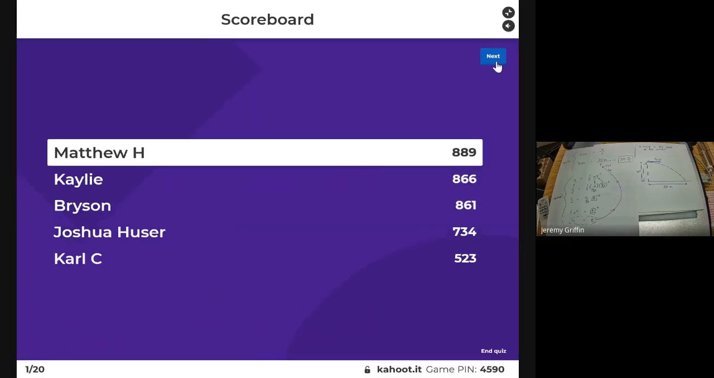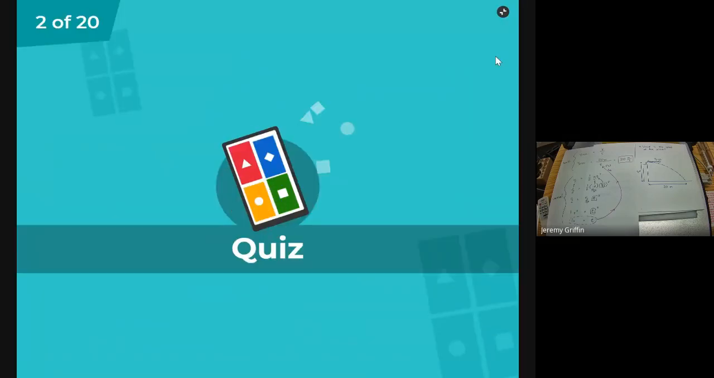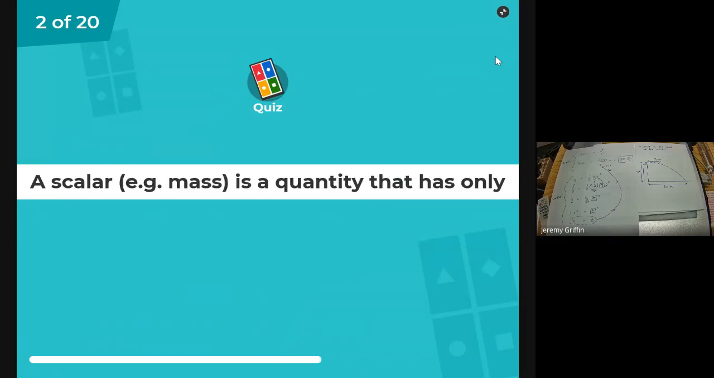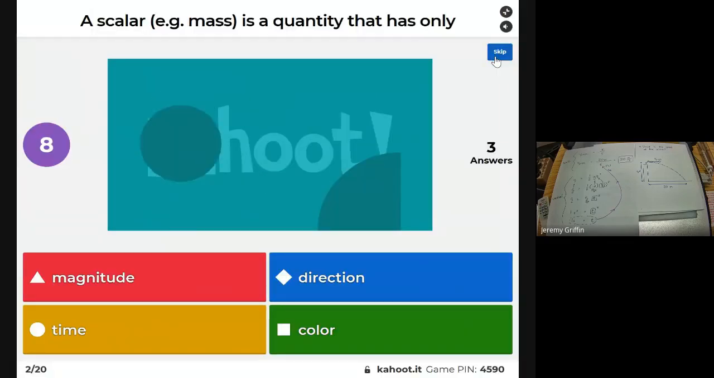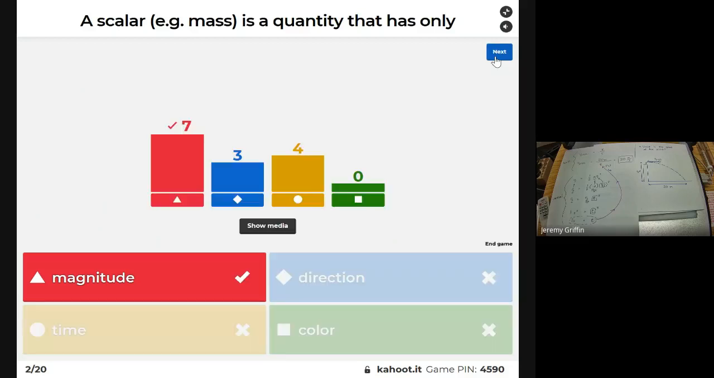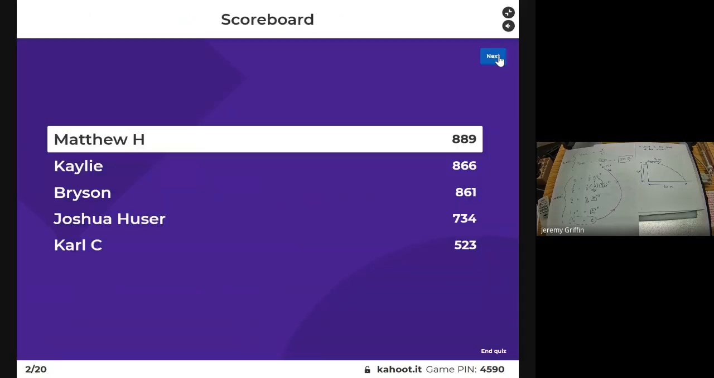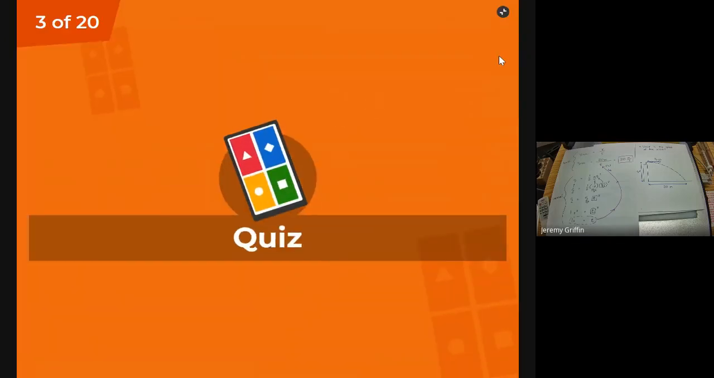Matthew leading the pack. Kaylee, Bryson, Joshua, Carl. Top 5. A scalar, for example, mass, is a quantity that has only what? Yeah, only a magnitude. So there's some number you can associate with it. For example, mass could be some number of kilograms, but that has no direction. Now, weight has a direction, but weight is not mass. It's two different things. That's kind of a next section thing. But scalars have magnitude, vectors have magnitude and also direction. Matthew and Kaylee still leading the pack.